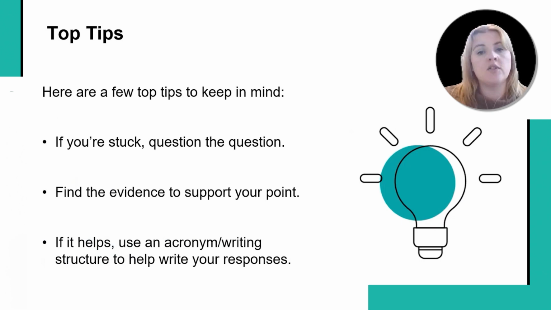Finally, if it helps, use an acronym or writing structure to guide you. For example, point, evidence, explain, link, PEAL. These can help keep your work organised. You make your point, back it up with a quotation, explain how and why it works, and link it back to the question. Following these steps will make your evaluation answers clear, structured, and persuasive, exactly what the examiner is looking for.